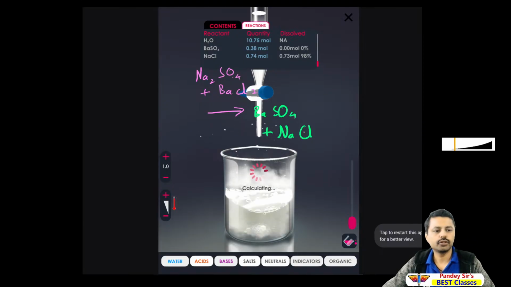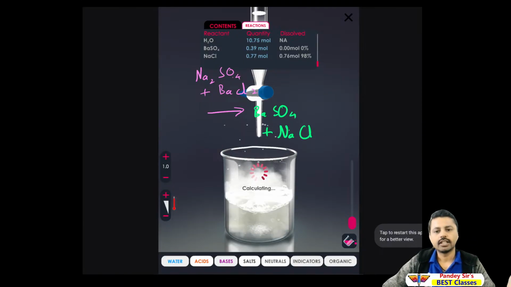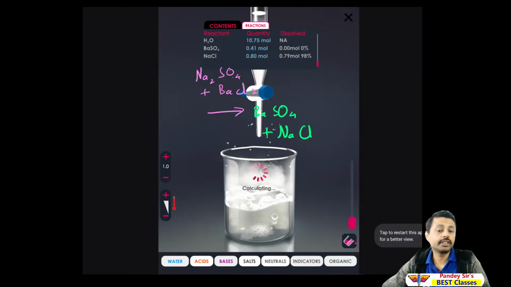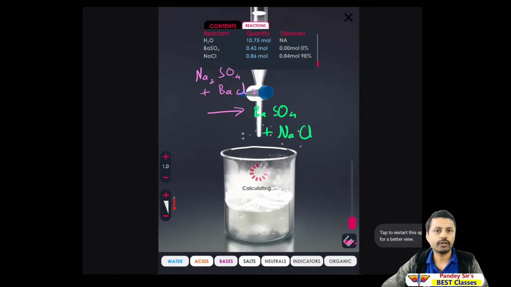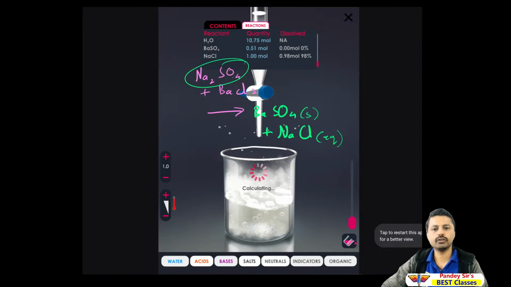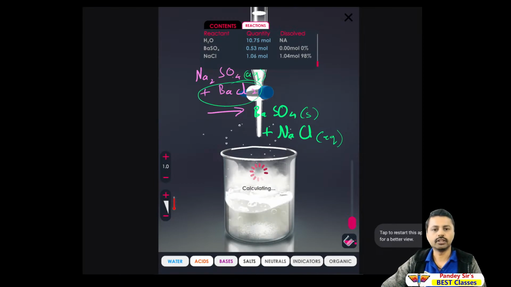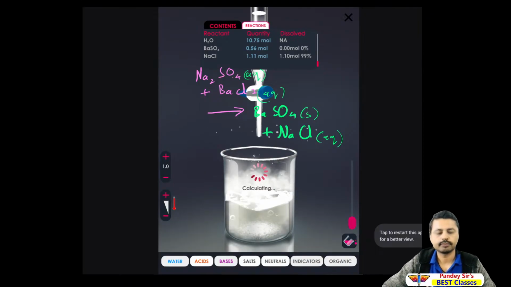In the exam, they can ask, a white precipitate forms, what is that precipitate? So BaSO4, this is that white precipitate. For the white precipitate, we put S for solid. The salt is dissolved, so aqueous. On this side, Na2SO4 is also aqueous, in dissolved form. And BaCl2 was also a solution when we took it, so aqueous. This is how to do it. Now, let's go to the next question.